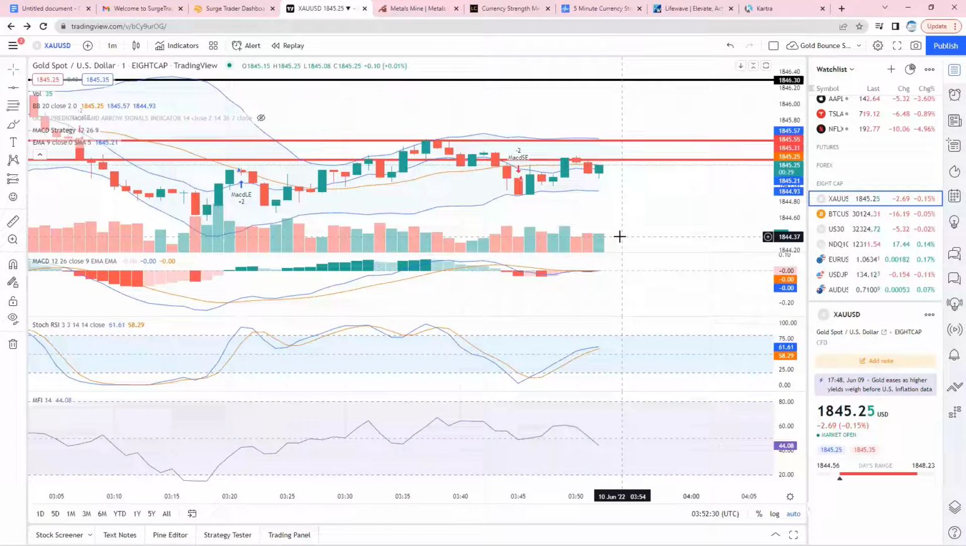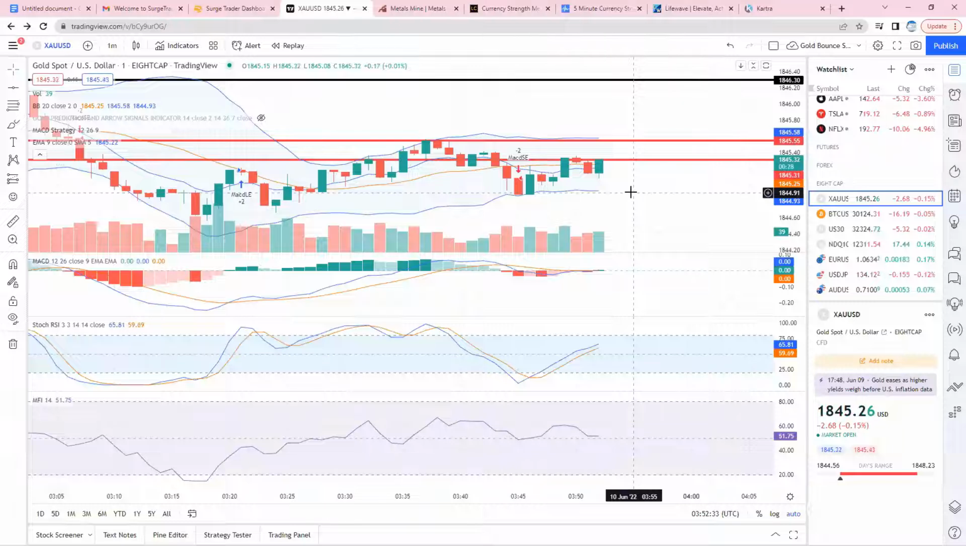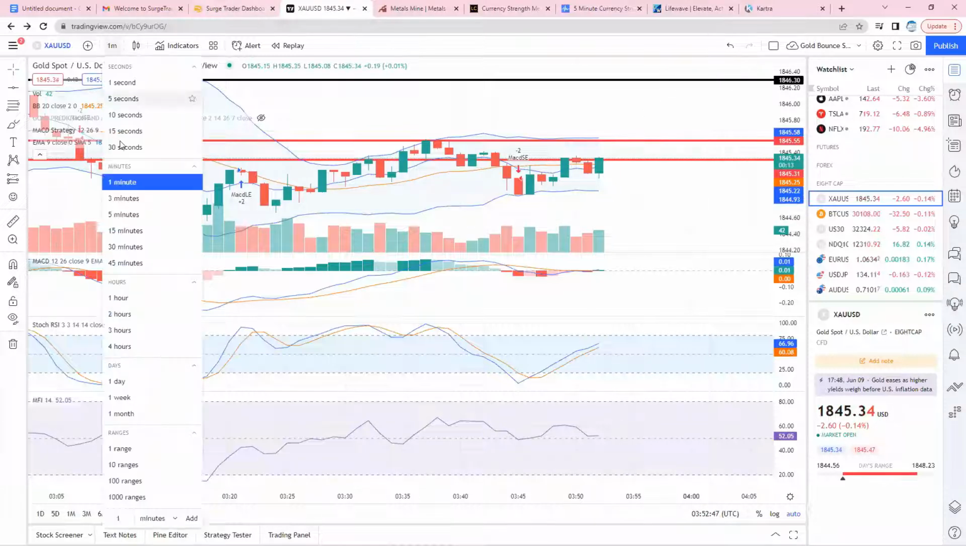So let's see. What is this trying to cross over? Here it is. It went back. Here we go. Let's see if it's going to go all the way up here for us this time. Needs to go up 20 more cents. Let's see if it has the strength to do it.